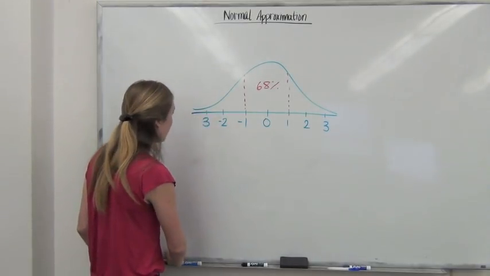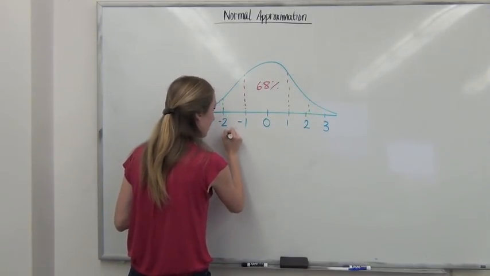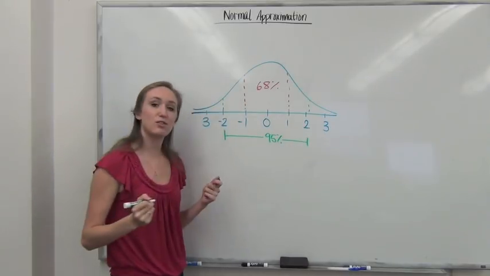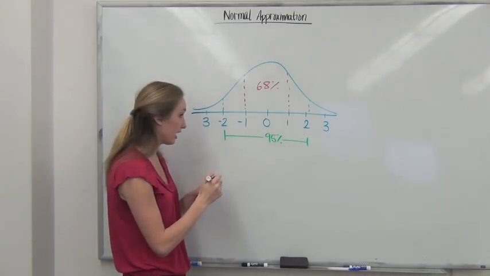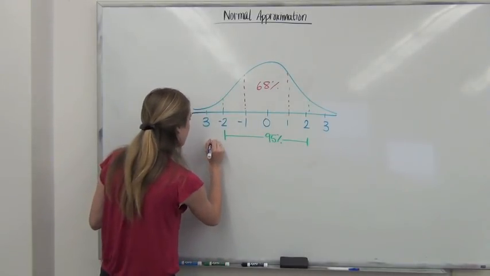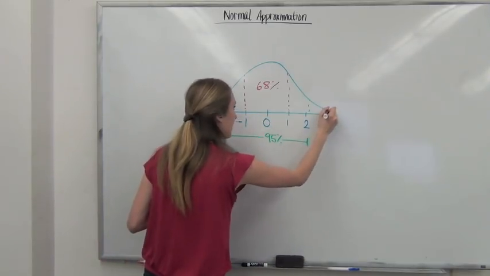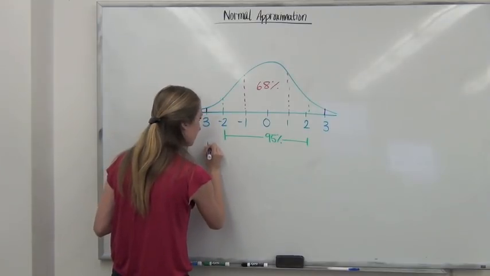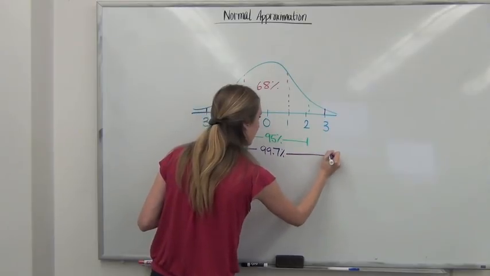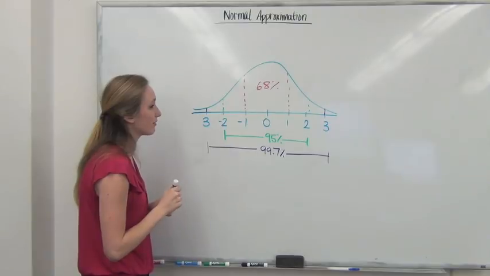The second part of the rule is that 95% of the data lies within 2 standard deviations above or below the average. And the lesser known one is that between 3 and -3, within 3 standard deviations of average, we have 99.7% of the data. And that looks about right based on the locations on the curve.